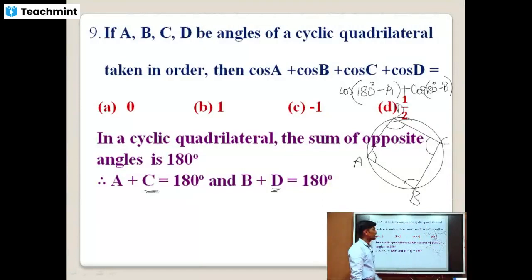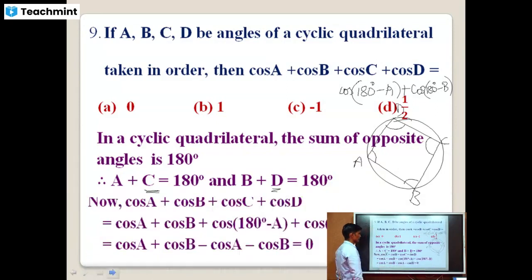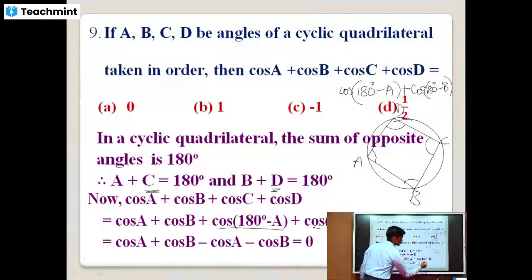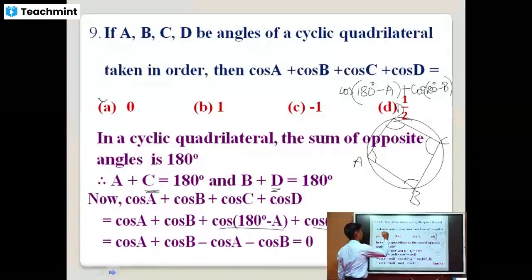Using allied angles, cos of 180 minus A is equal to minus cos A, and cos of 180 minus B is minus cos B. Therefore, they cancel each other and the sum is 0. So cos C is written as cos of 180 minus A, and cos D is written as cos of 180 minus B. Therefore, cos A plus cos B minus cos A minus cos B, we get 0. That is answer A. This is the answer.